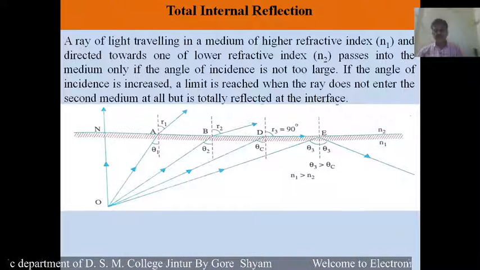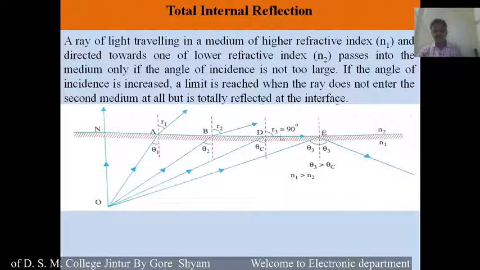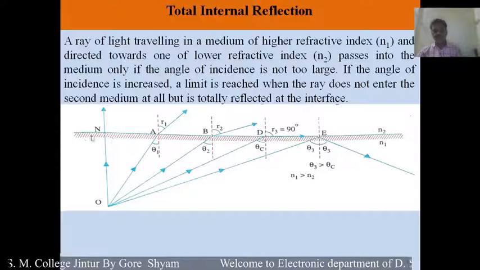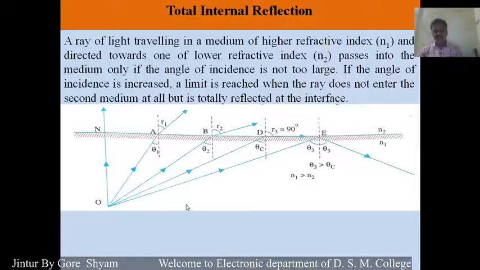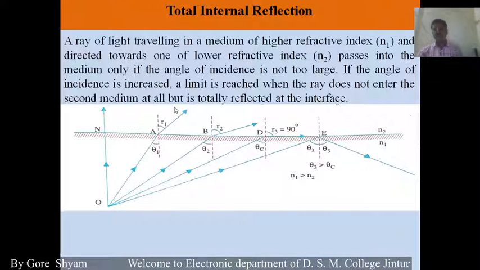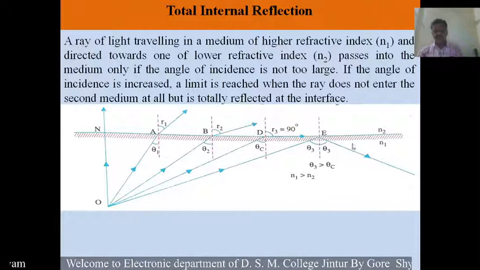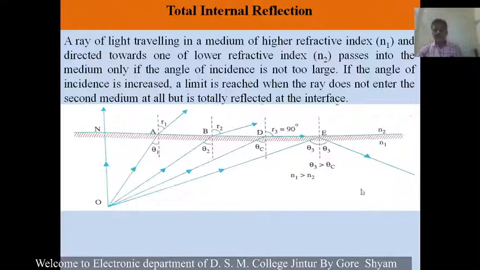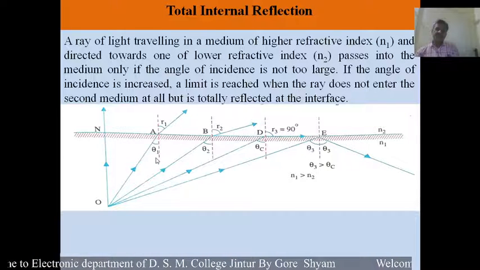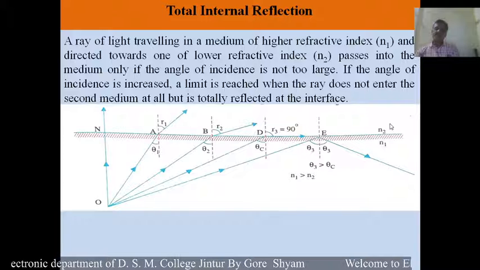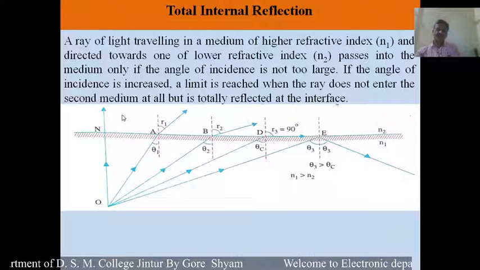Here there are two media. This is the interface; this line indicates the boundary. Below this line there is one medium, and above this line the medium is different. Here n1 is the refractive index of the medium which is below this line, and n2 is the refractive index of the medium which is above this line.